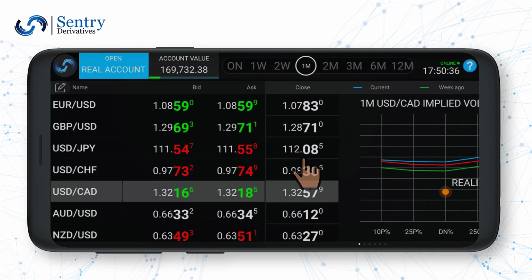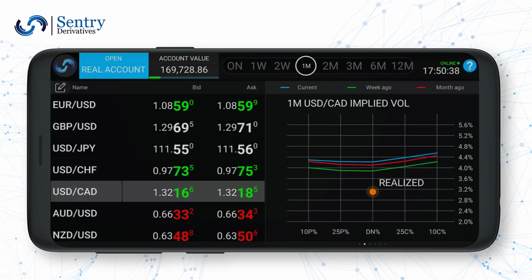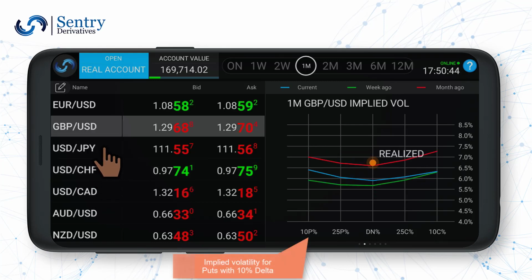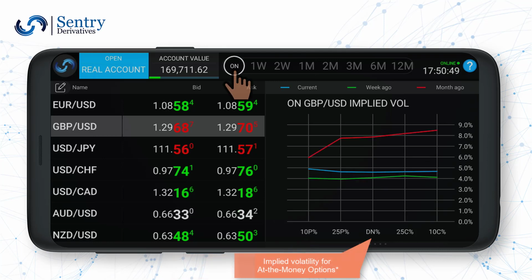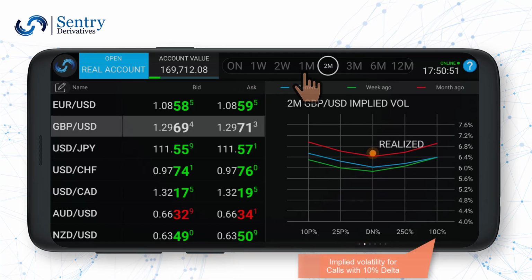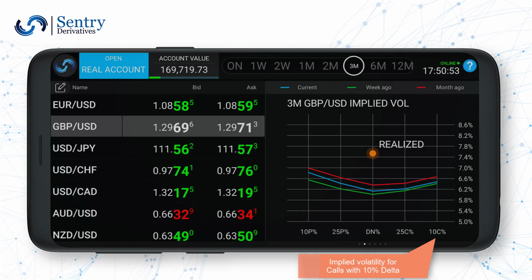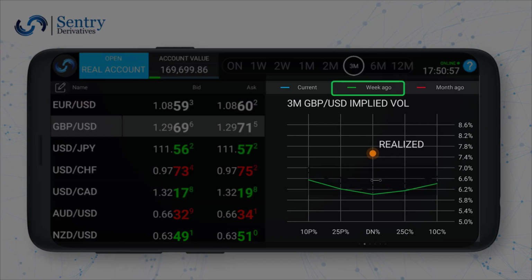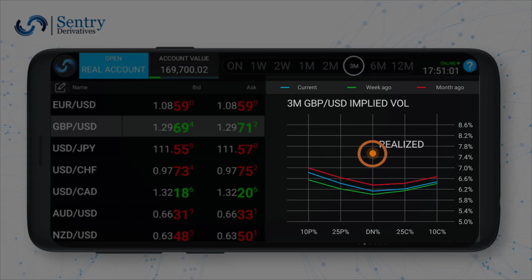On the right side, I can scroll left. This is showing me 1 month implied volatilities for dollar CAD, dollar Swiss, dollar yen, cable. Along the top, I can change and look at overnight vols, 1 week, 2 week, 1 month, 2 month, 3 month, etc. It shows on the right side where vols were a month ago, where they were a week ago, and where they are now, as well as an orange dot showing realized volatility.